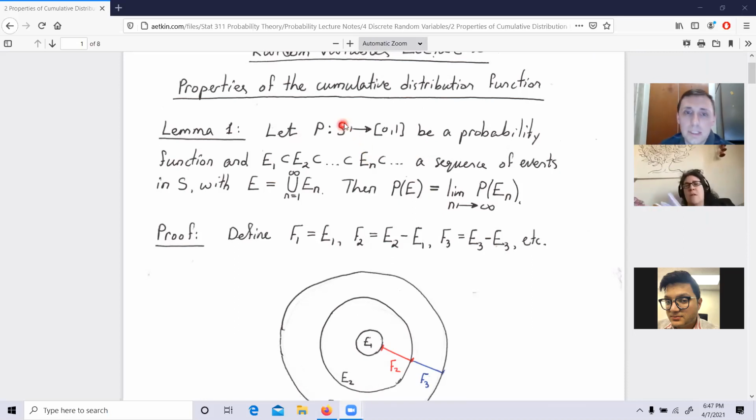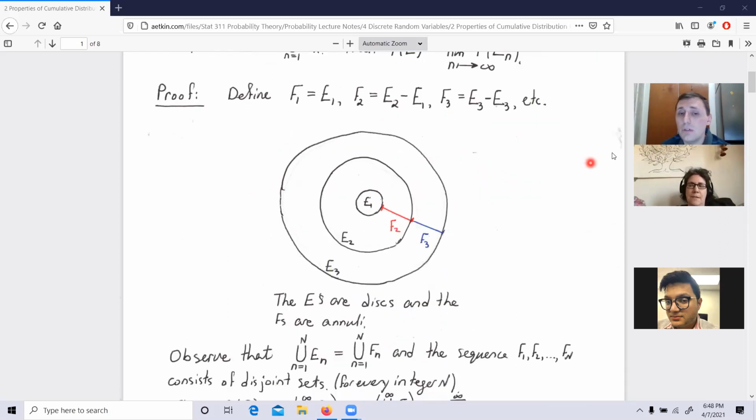So probability is a function from S to the interval between 0 and 1. And then we have increasing events, a sequence of increasing events. If E is the union of those events, then we can observe that the probability of E is the limit of the probabilities of E_n. It's a sort of continuity property of the probability function, okay? Do you see what I'm saying, guys? So we have increasing events, they are increasing to E. In other words, as I grow them out, if I take the union of all of them, that would be E. The probability of E is the limit of the probabilities of E_n.